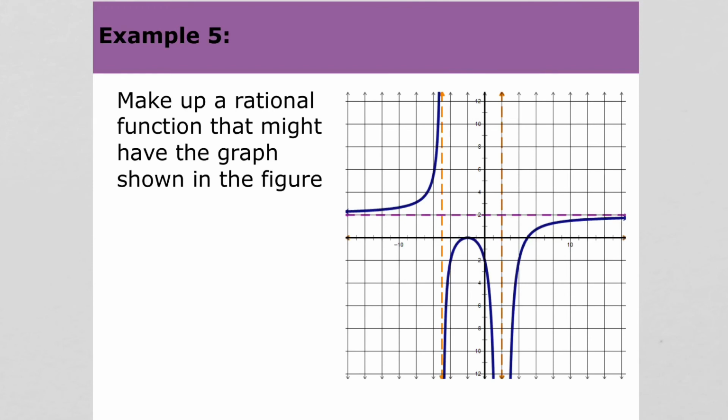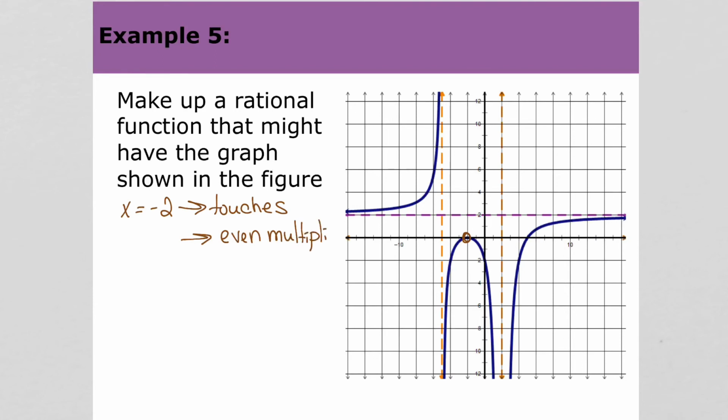Okay, we've got two more examples to go. For the first one, we're going to make up a rational function that might have the graph shown in the picture. Okay, so let's start with our x-intercepts. The x-intercepts here would be at negative 2. So, x equals negative 2. And at x equals negative 2, it touches. And when we touch, remember, it has an even multiplicity.